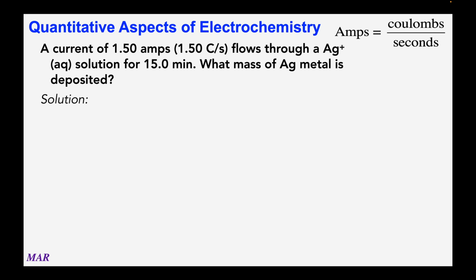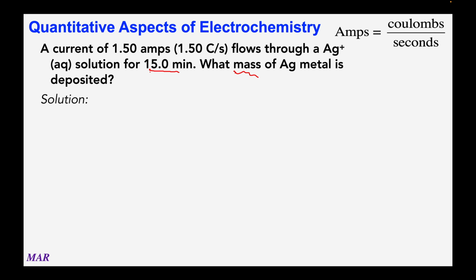It's flowing through a silver plus solution for 15 minutes. And the question is, how much mass of silver metal is deposited? Okay, so notice in this question, we're starting with a time, and we want an amount, a mass, or moles, or something like that. And it's not too hard to figure out. What we're going to do in this problem is turn minutes into seconds, 60 seconds per minute. Then we can use the current, which is units of time on the bottom and coulombs on the top. We'll use the time elapsed and the coulombs per second to find how many coulombs of charge have been passed. We can use the Faraday to convert coulombs into moles of electrons.